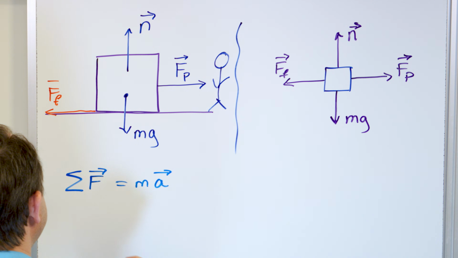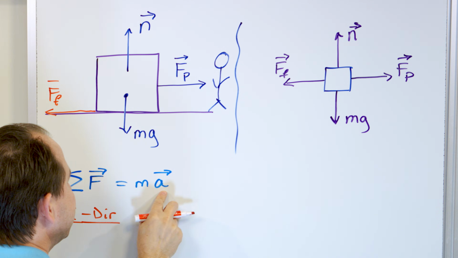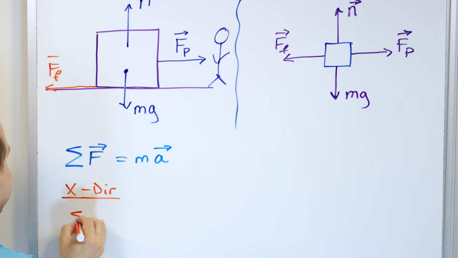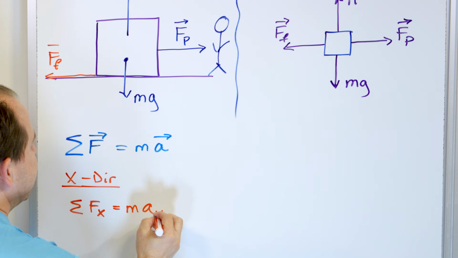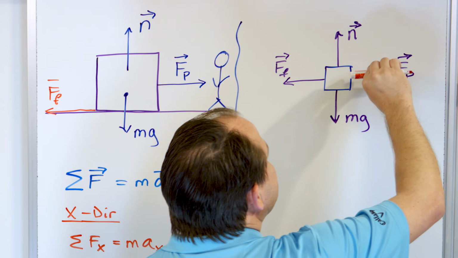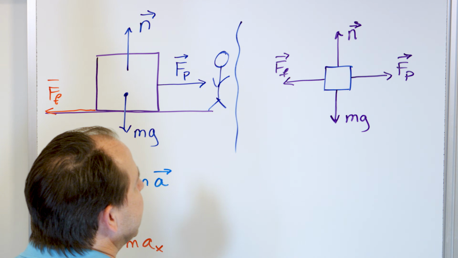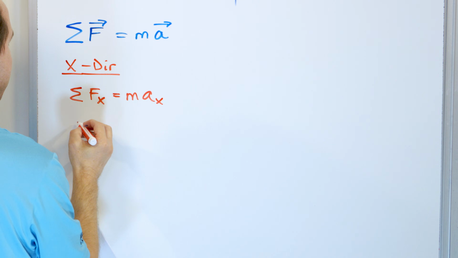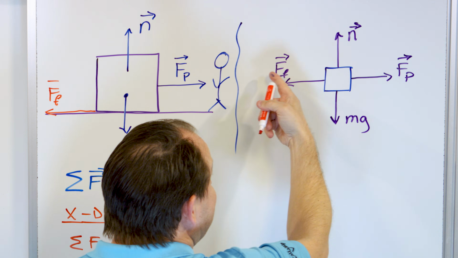Let's take a look in the x direction. We always look in the x direction and the y direction first. So the sum of the forces in the x direction is equal to the mass times the acceleration in the x direction. But what are the forces in the x direction? You consider anything pointing to the right as positive and anything pointing to the left as negative. So Fp is a positive number, and Ff is a negative force.